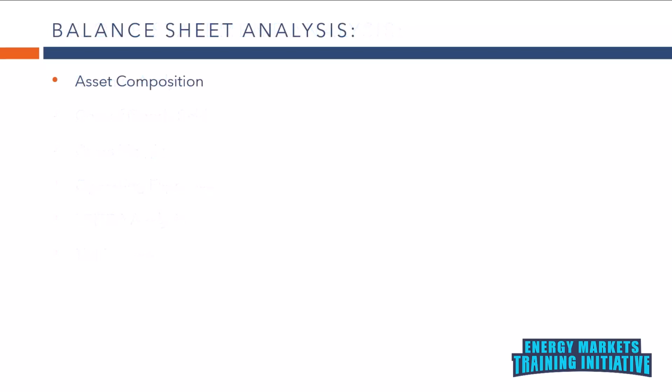Balance sheet analysis. Asset composition. Analyze the composition of assets, including property, plant, and equipment, PP&E. Inventories, for example, crude oil and refined products, cash and equivalents, and investments. Assess asset utilization and turnover ratios.